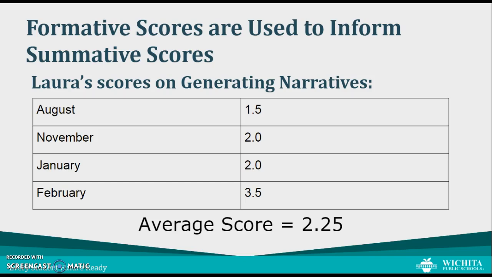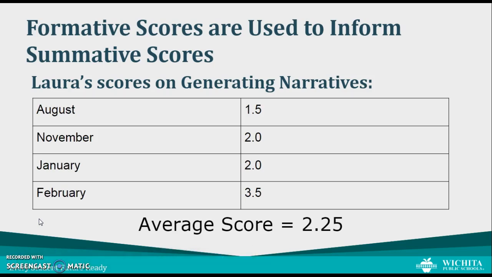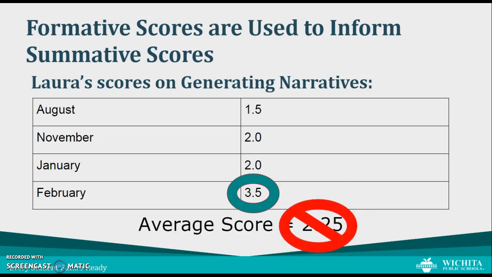So this is an example of Laura. Let's say that we gave her the scores on generating narratives throughout the year, and you can see in August she was at a 1.5, and by February a 3.5. So if we average those out, it would be 2.25. But a 2.25 is obviously not where she's at right now and not a good indicator of her knowledge on this scale. So she actually was at a 3.5 in February, and her score should reflect that, not an average score.